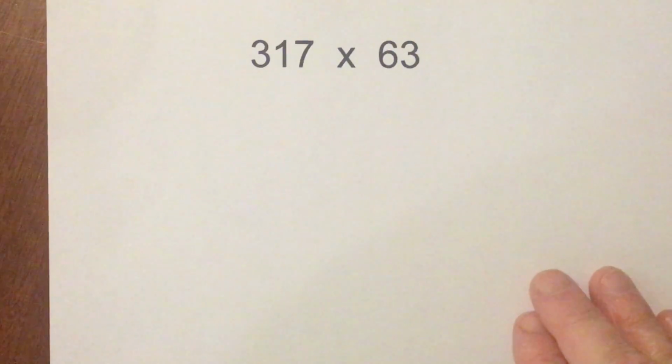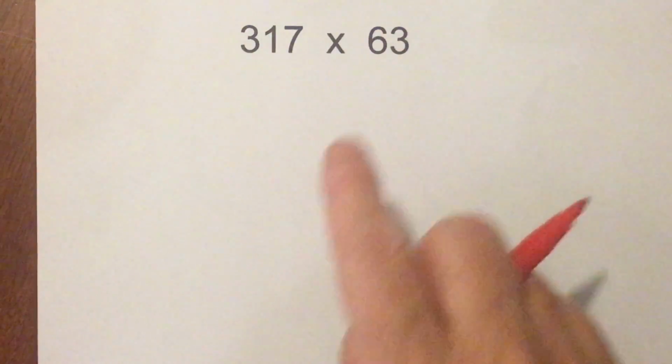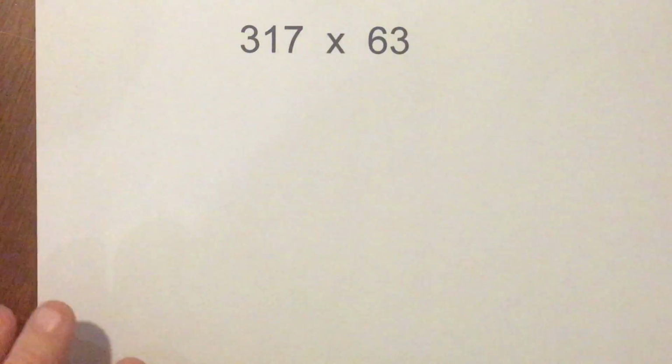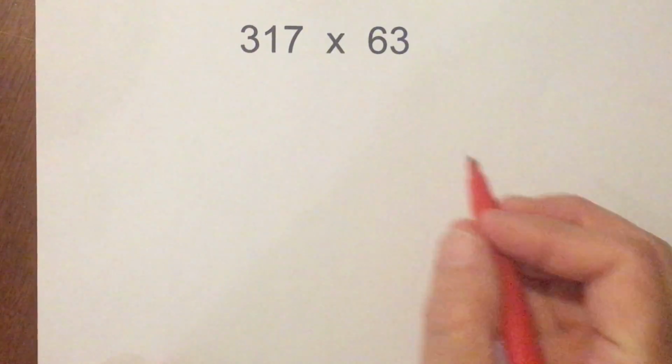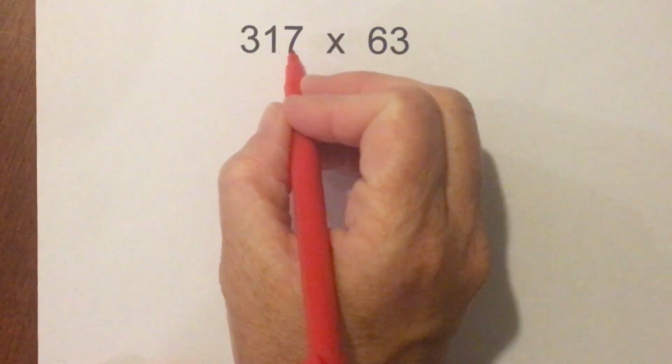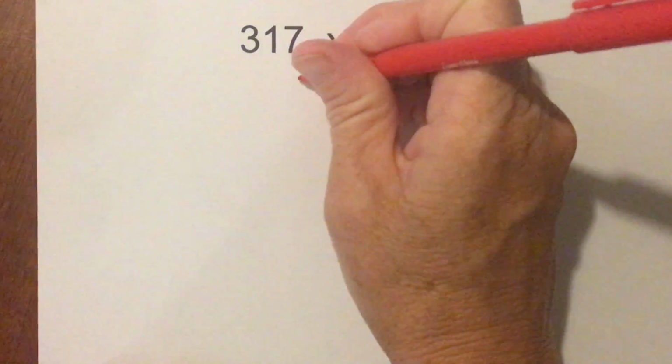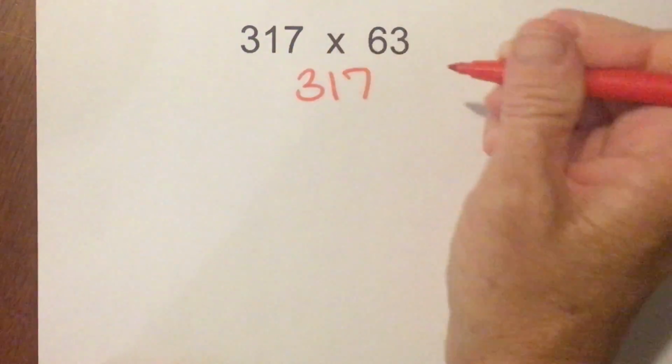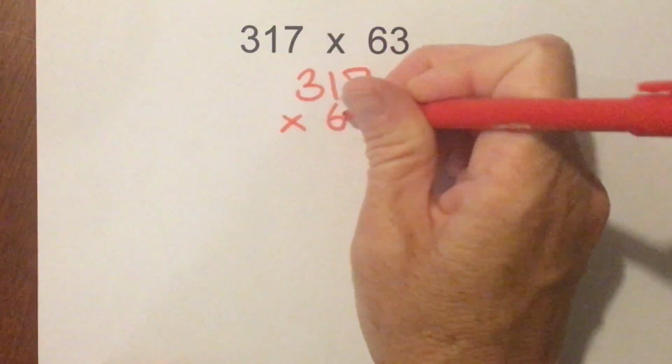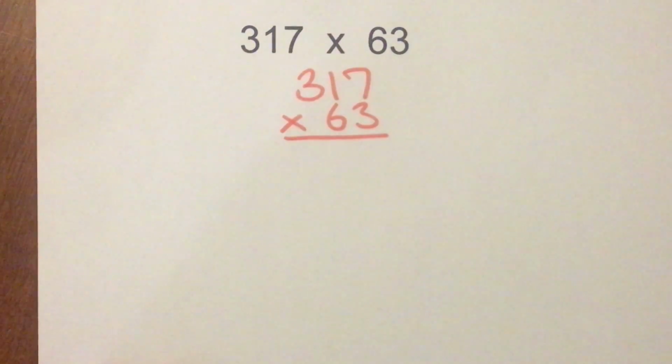Okay, let's try another one of those. This one's going to be a little harder because if you notice now I have a 3-digit by a 2-digit. But I'm going to do my same steps. First, it says I'm going to write the longer factor. Well, this factor is longer because it has 3 digits. So I'm going to have 317 times 63.